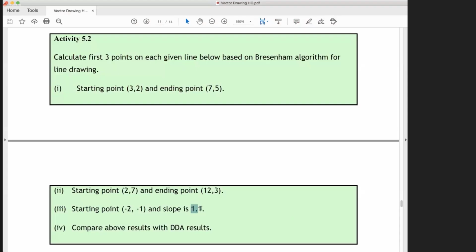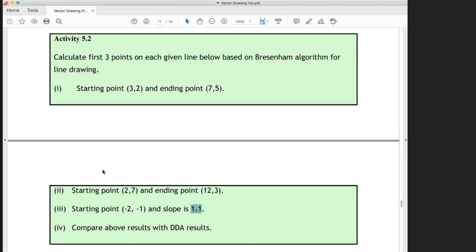So here 1.1 means 11 divided by 10. The upper part is 11 and the lower part is 10. Therefore, this is the starting point. 9 minus -1 is 10. This should be 11, no? 9 minus -2 is 11. Therefore, 9 is the last point. You have to take it that way.